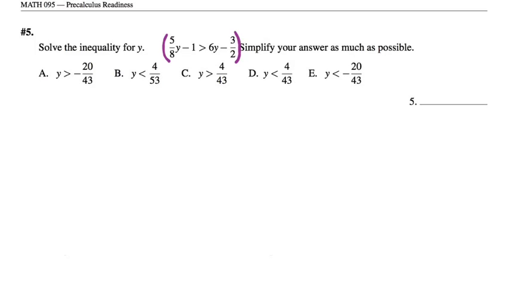Okay, so we could get all the like terms onto one side. I might do that by subtracting the 6y from both sides. And then maybe I'll also add 3/2. Maybe I'll just work on the y's for a minute. So that what I'll have here is 5/8 y minus 6y minus 1 is greater than negative 3/2. Okay, so now my like terms are on one side.